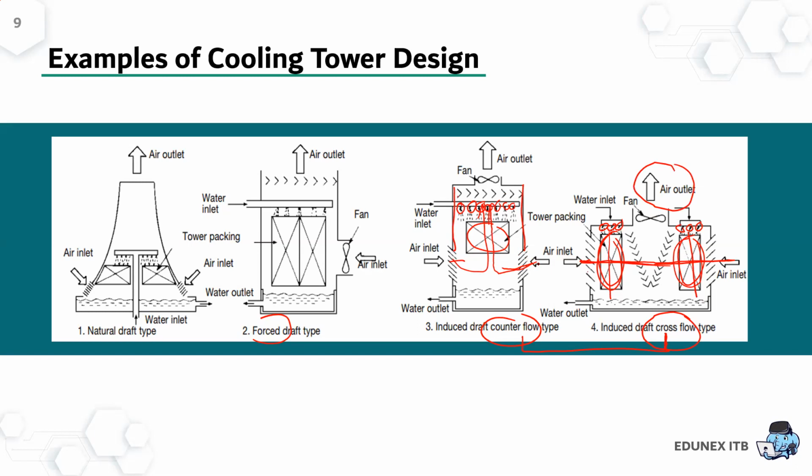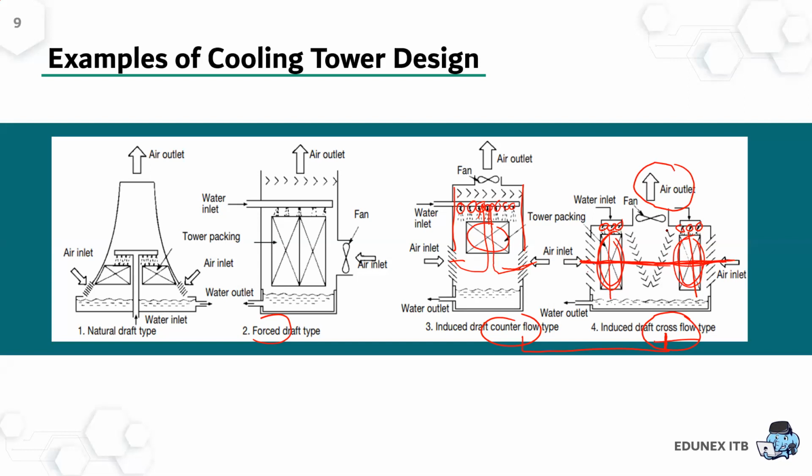So for the counter flow one, the directions are different between the air and the water. While for the cross flow, it is crossing, it is perpendicular to the water, crossing horizontally and contacting the water perpendicularly.